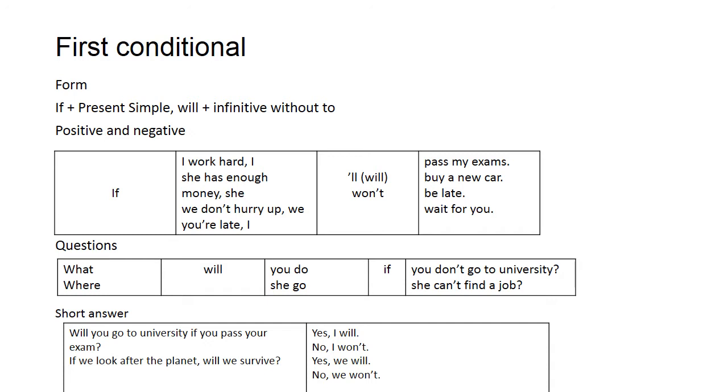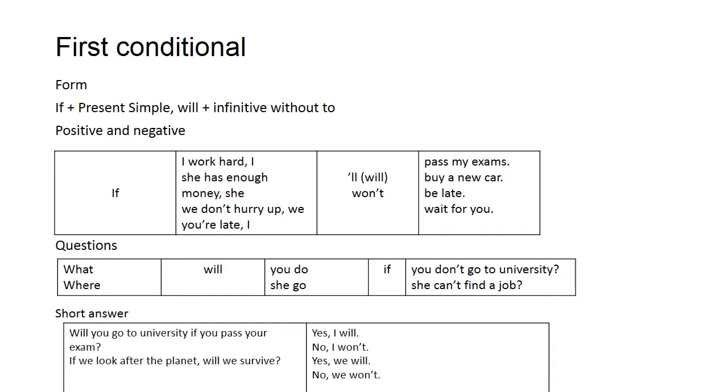And if we make a question, we will begin with what or where, any question word, plus will, plus subject, and then infinitive without to, and then if, and continue the second or the secondary clause. Like, what will you do if you don't go to university? Where will she go if she can't find a job?